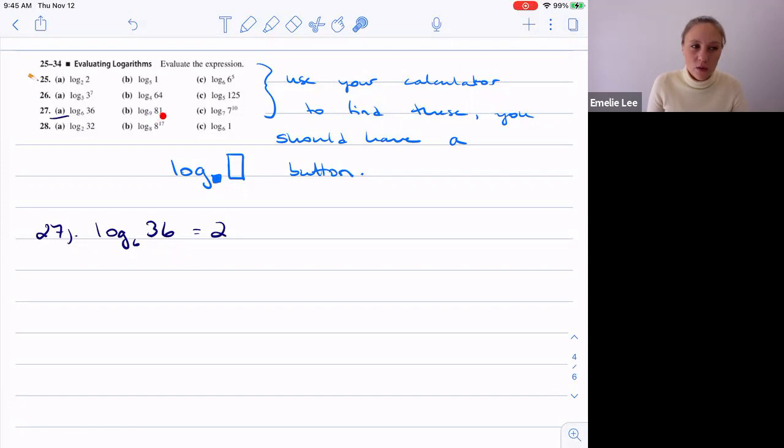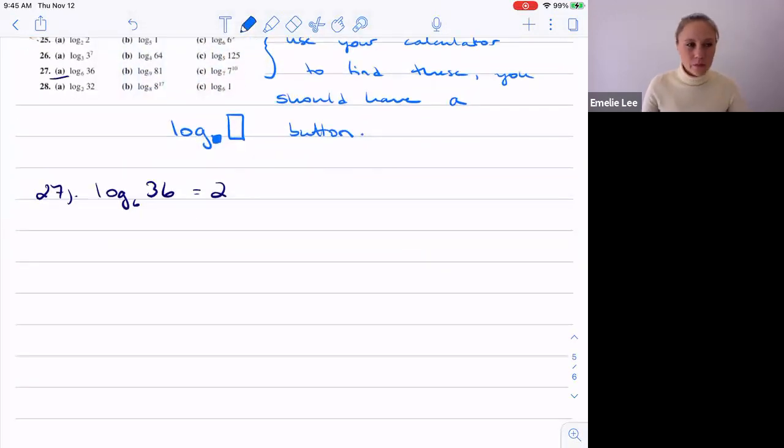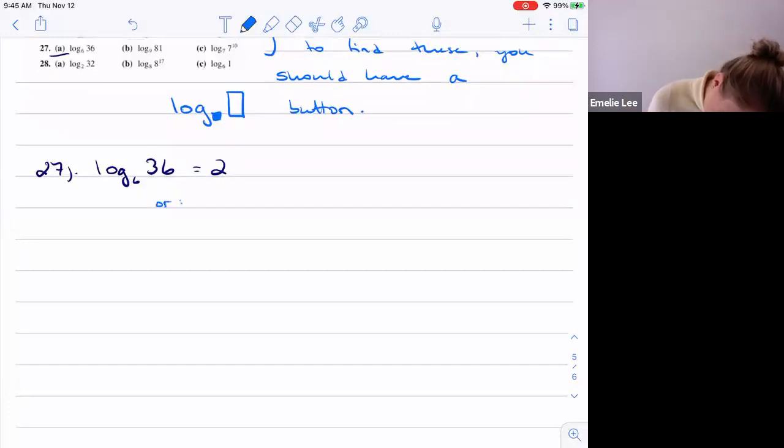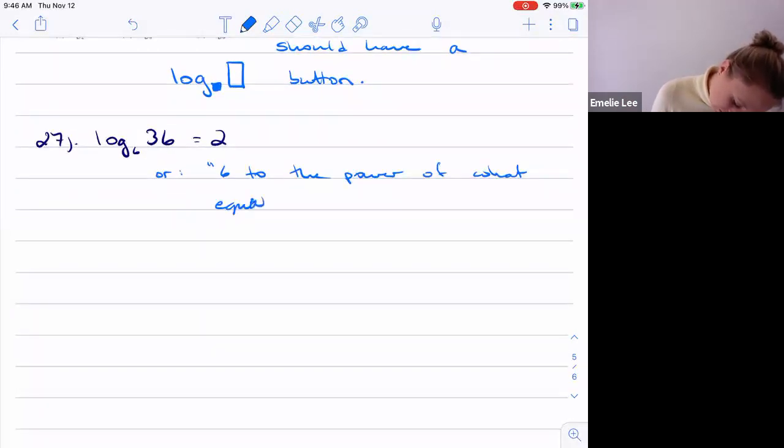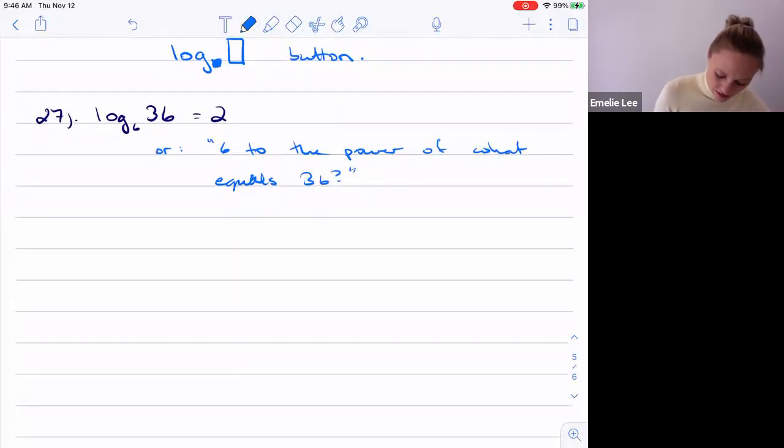9 to the power of what equals 81? 7 to the power of what equals 7 to the power of 10? Well, 7 to the power of 10 equals 7 to the power of 10, right? So even though it looks bad, if we know this link between the base and the y is equal to x, then we can see the connection here. I'll write it out in words. 6 to the power of what equals 36? Well, 6 to the power of 2 equals 36. So y equals 2.